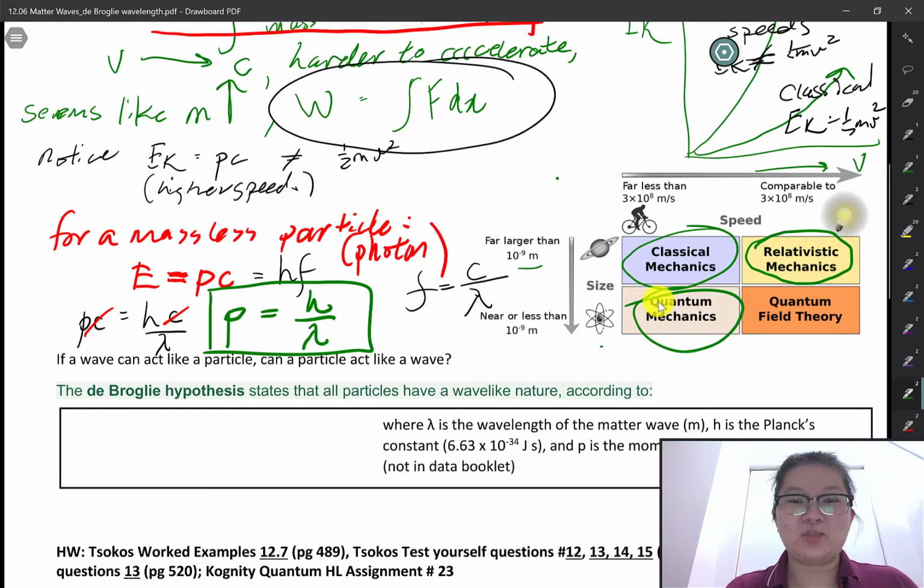So quantum actually does branch out into quantum gravity, and there is... Anyways, I guess I should stop.